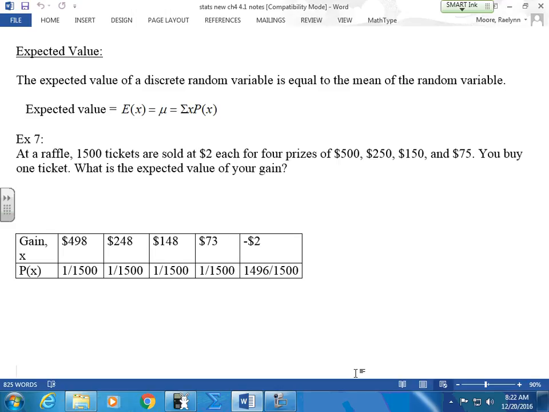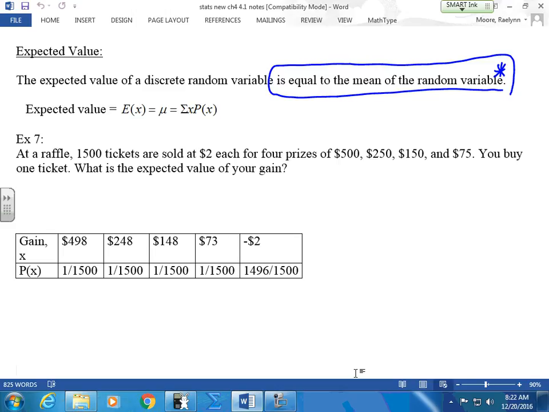So if you take a look at this, the expected value of a discrete random variable is equal to the mean of that random variable. So again, I'm going to walk you through this. You can put this in your L1, put this in your L2, and find out the mean. So this is key right here. We can still use your L1. We can still use your L2 table. We'll walk through how they like us to do it. And then we can always do it ourselves.